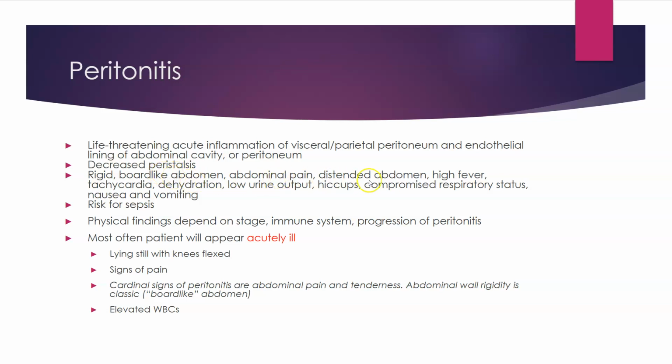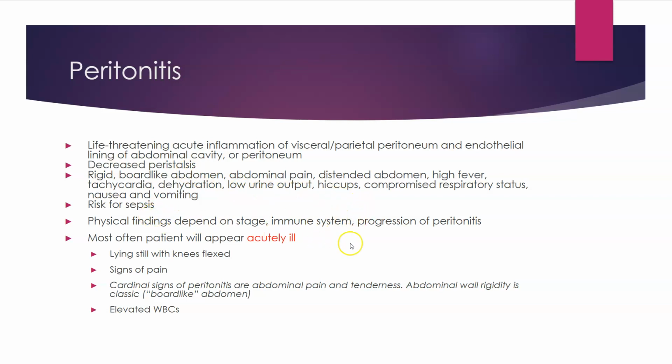They might have pain, distended abdomen, high fevers, tachycardia, dehydration, hiccups, and that's because of the vagus nerve. Compromised respiratory status, nausea, and vomiting. They are at extreme risk for sepsis with this one, and so it's quite common, so we are going to be treating it very aggressively.